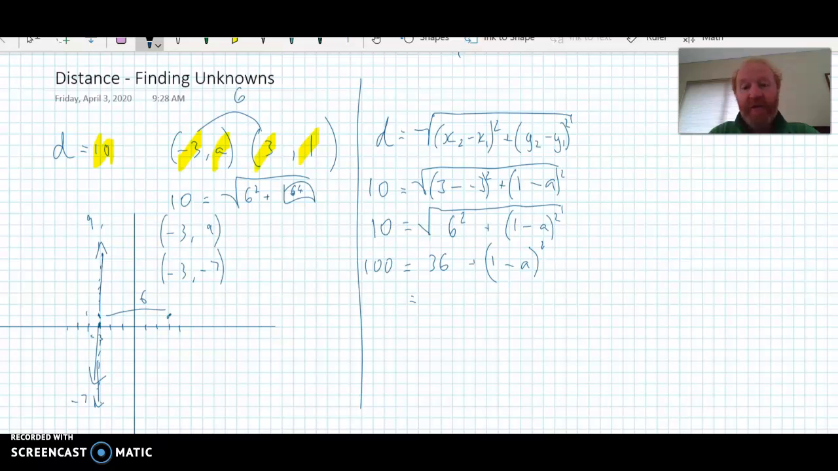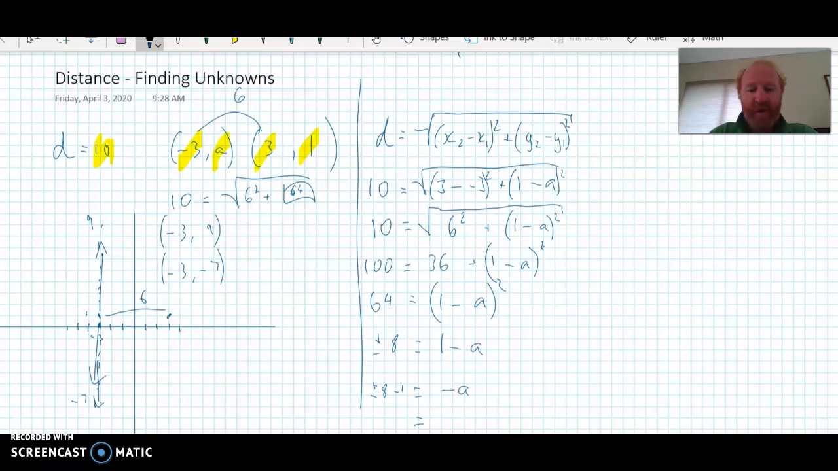I could expand this and solve it as a quadratic, but that's not what I'm going to do in this case. I'm going to go for a slightly shorter solution. I'm going to move that 36 over the other side, taking it away gives me 64 equals (1 minus a) squared. I'm going to take the square root of both sides, giving me plus or minus 8. And then I'm going to subtract 1 from both sides. So I end up here with minus a is equal to plus or minus 8 minus 1.